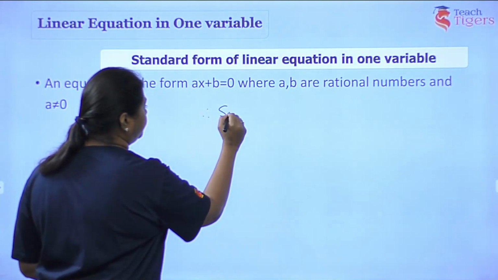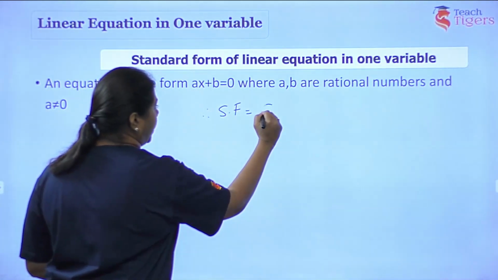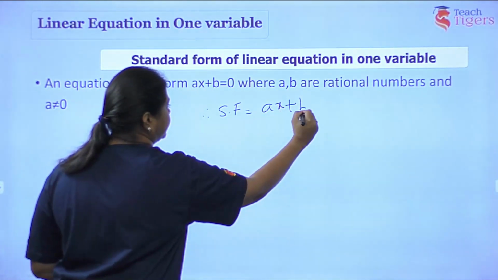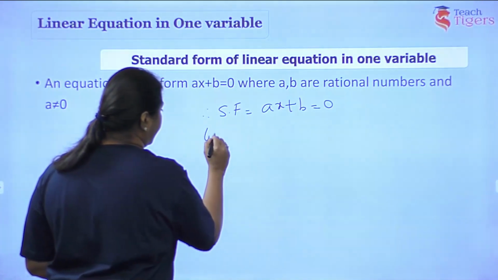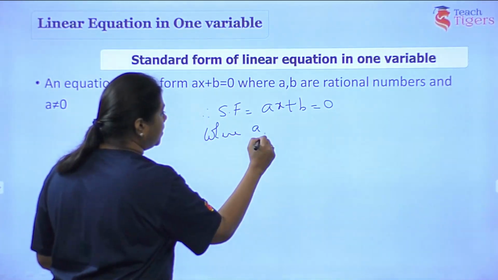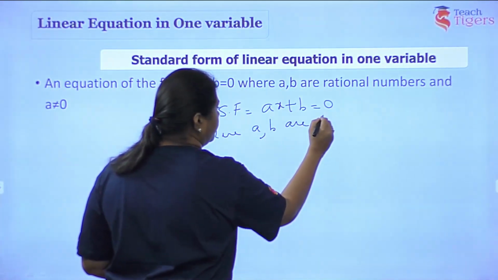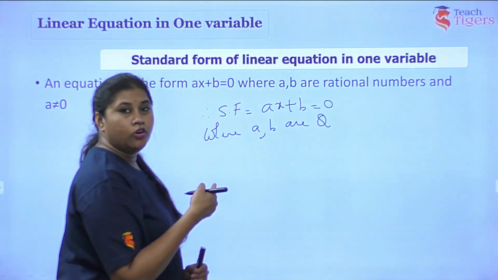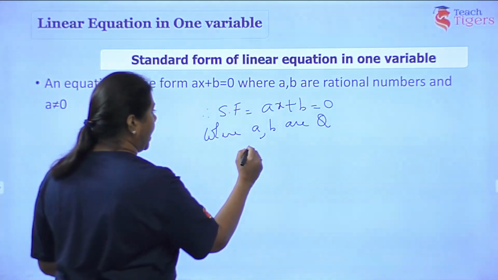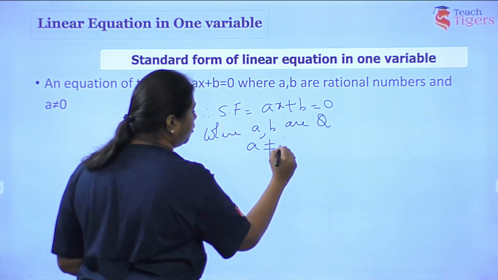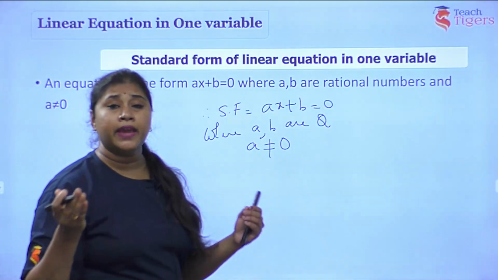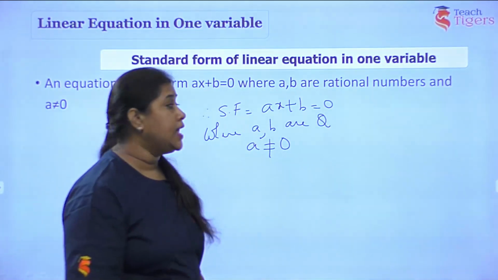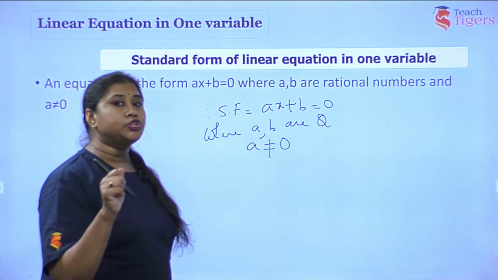Therefore, the standard form is ax plus b is equals to 0, where a comma b are rational numbers. You know q, right? We denote rational numbers by q, and a shouldn't be equals to 0, because if a is 0, it doesn't make any sense. We never get the value of x. Therefore, a shouldn't be equals to 0.